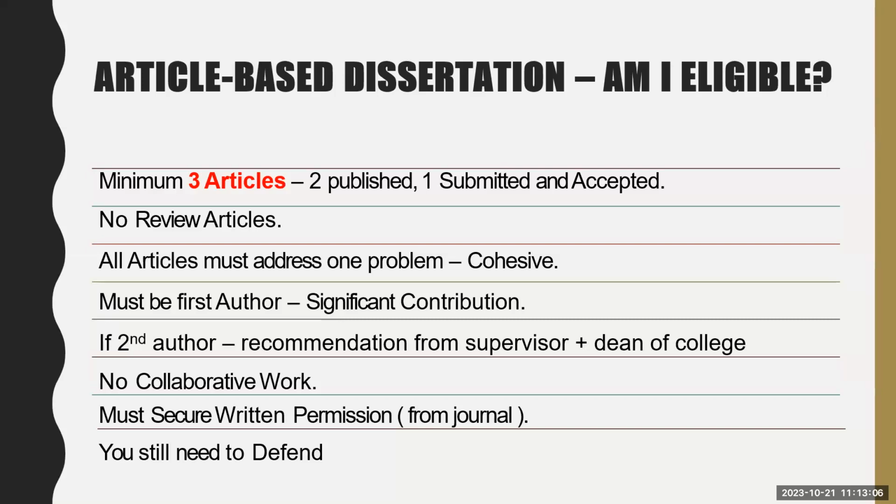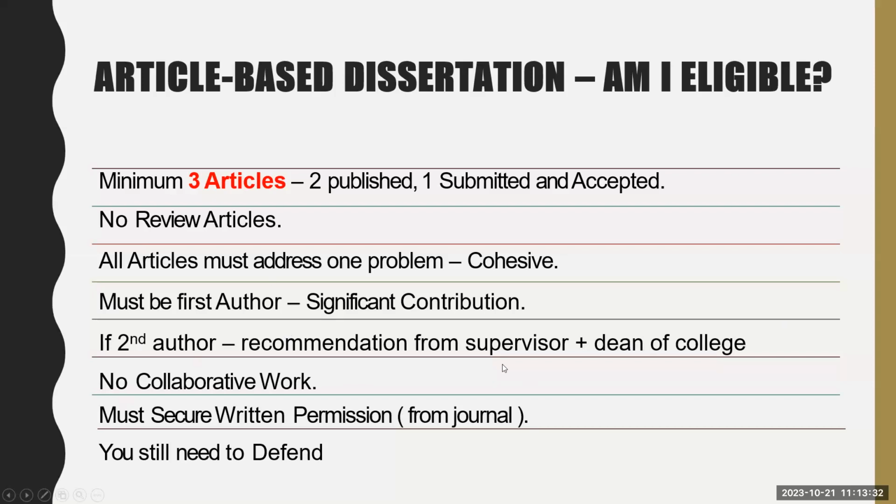Also, you need to be the first author among the three articles. But in case you are the second author in any of them, you need to have a recommendation from the supervisor and the approval of the dean of your college. This is the case if your published article does not have your name as first author. You shouldn't have any collaborative work, and you must have a secure written permission from the journal.